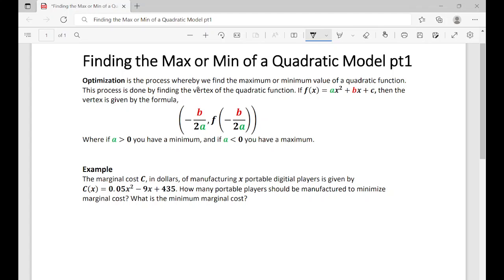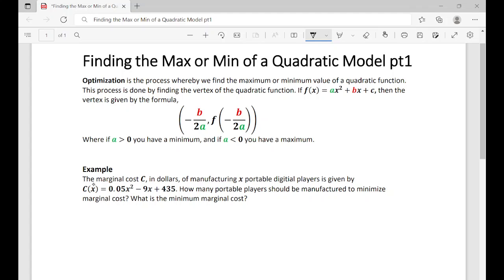Optimization is the process whereby we find the maximum or minimum value of a quadratic function. This process is done by finding the vertex of the quadratic function. If f of x equals ax squared plus bx plus c, then the vertex is given by the formula negative b over 2a, comma, f of negative b over 2a. Just remember that if a is greater than 0, you have a minimum, and if a is less than 0, you have a maximum.